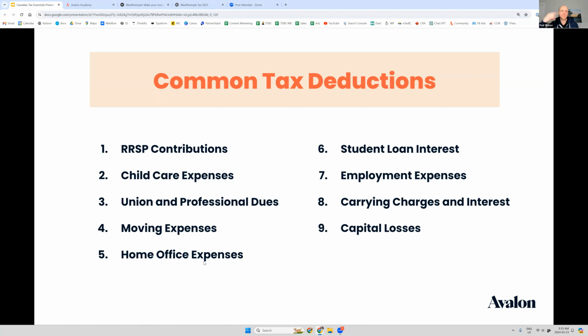Capital losses. So we talked about capital gains. This is the flip side. If you bought cryptocurrency at the top and then sold it at the bottom, you'd have a big capital loss and you can deduct that against other capital gains. And then business losses.